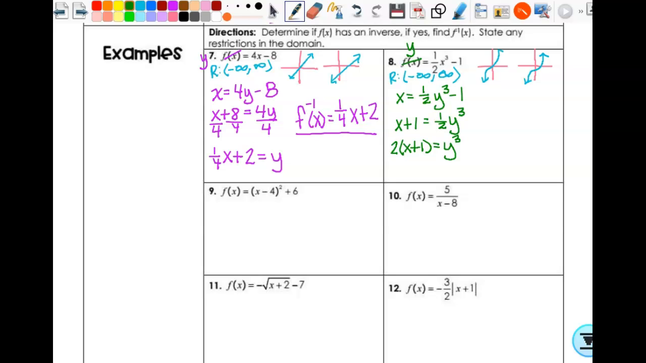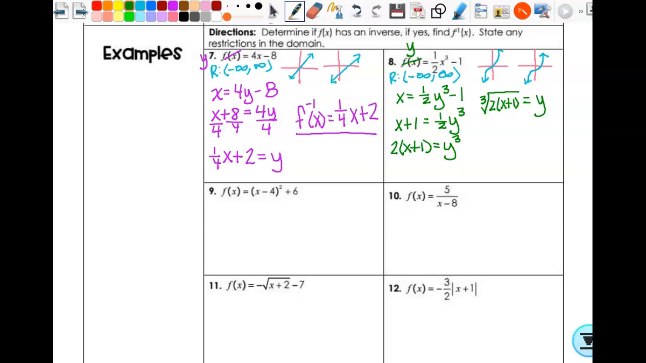So the next thing I'm going to do, I have to undo the cube. How do I do that? Cube root. So I take the cube root of both sides, so that'll give me the cube root of 2 times x plus 1 equals y. Do I need a plus or minus or anything?